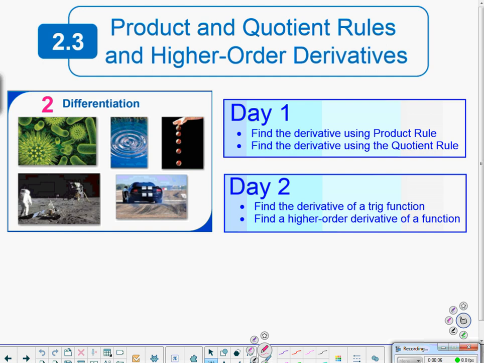Take a look at section 2.3, product and quotient rules and higher order derivatives. Mainly for day one, we will focus on a couple of items. One, what is the product rule? How do we use it? And second, the quotient rule. So here we go.